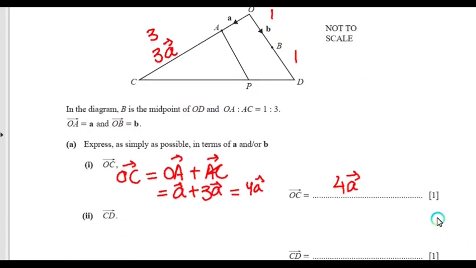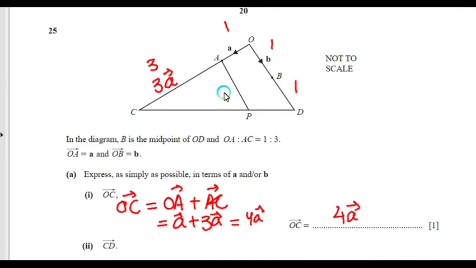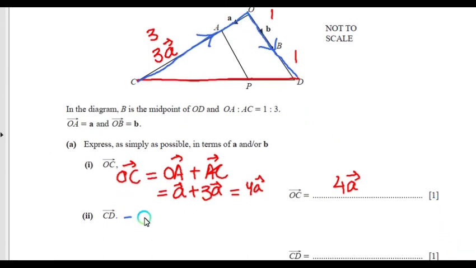Okay, so this is actually the last question maybe, 25. So a question of vectors. In the diagram, B is the midpoint of OD, so it means the ratio between OB and BD will be 1:1, right. And then the ratio of OA and AC is given as 1:3. Express as simplified as possible in terms of A and B.